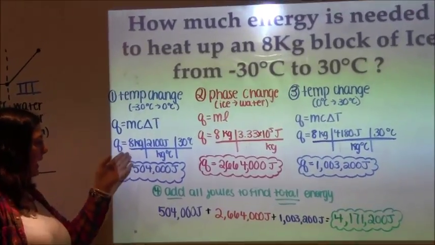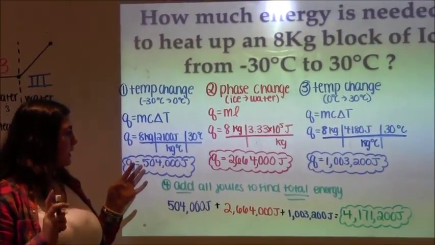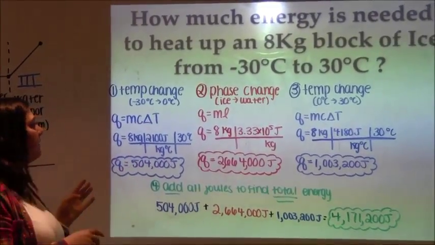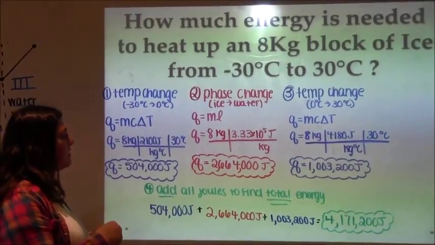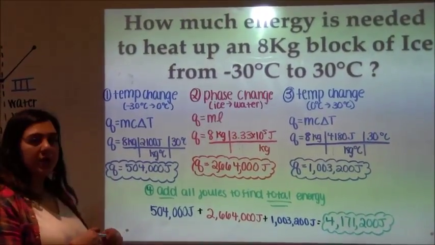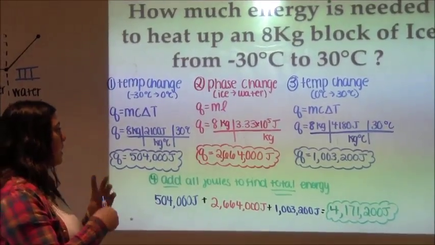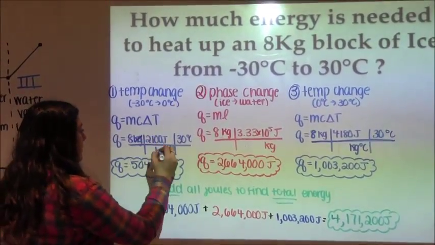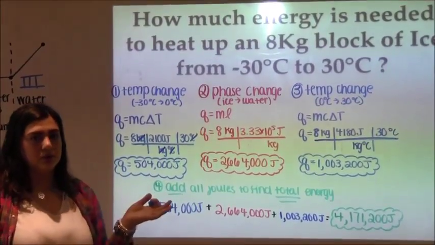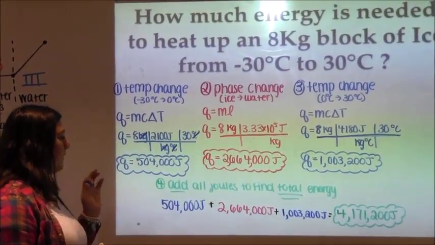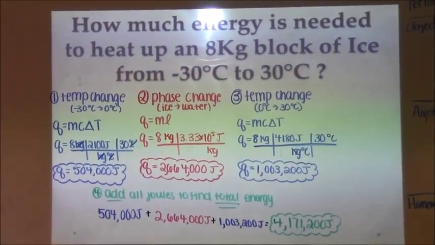So we have our 8 kilograms placed in. 2100 joules per kilogram degree Celsius is the specific heat of ice, so we had to put that in the middle. And then 30 degrees Celsius is our change in temperature because we're going from negative 30 to 0. So our kilograms cancel out and our degrees Celsius cancel out, leaving us with joules, which is what we want. And we get 504,000 joules for our first temperature change.